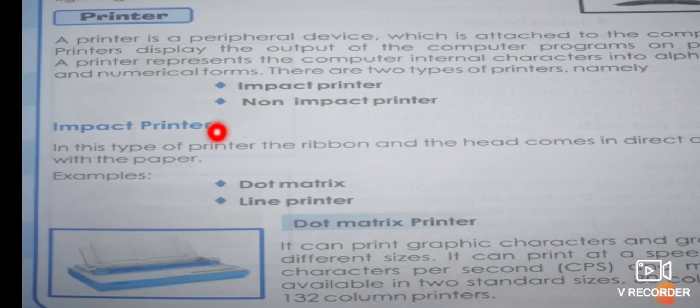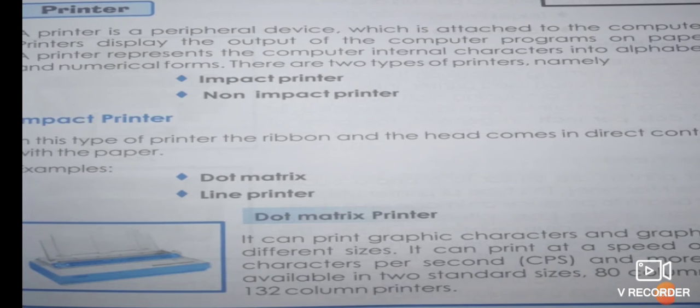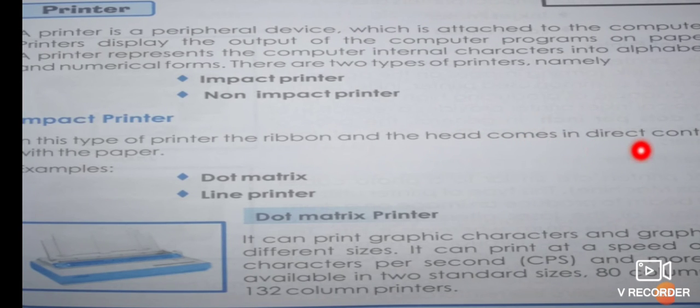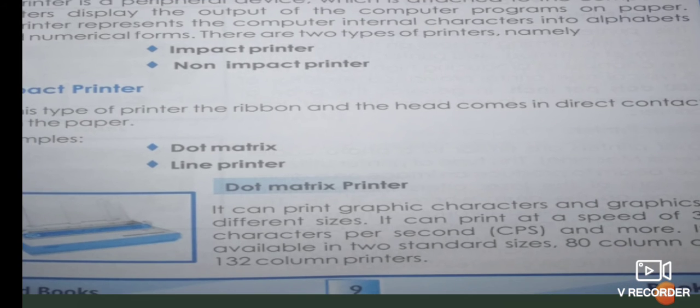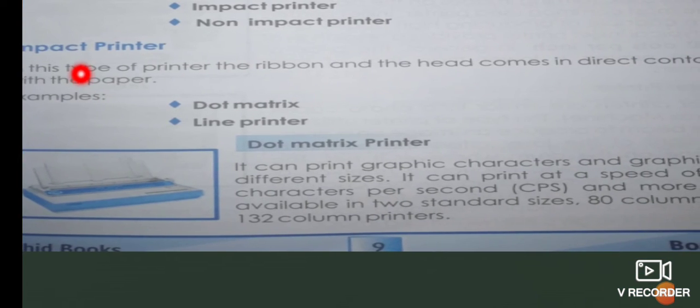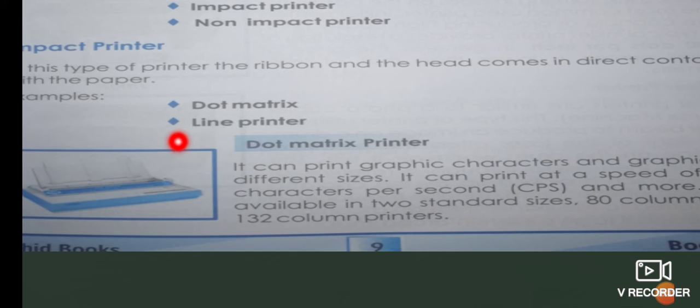So impact printer means in this printer there will be an ink ribbon and a part called the head. The head comes in direct contact with the paper. So when you insert a paper, the ribbon and the head come in direct contact with the paper. Examples of impact printers are the dot matrix printer and the line printer. So under impact printer there are two types: dot matrix and line printer.